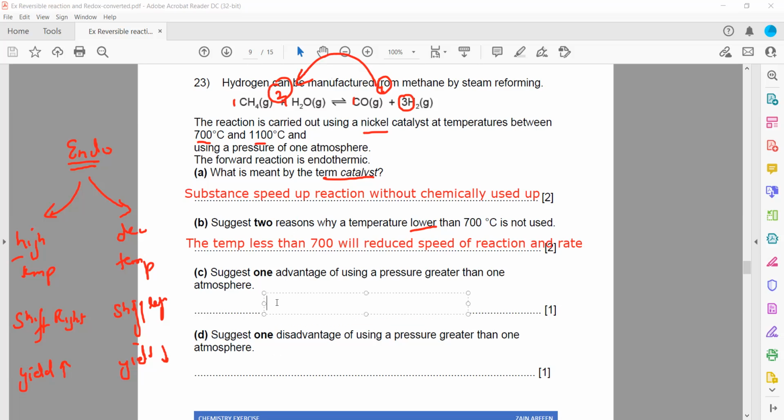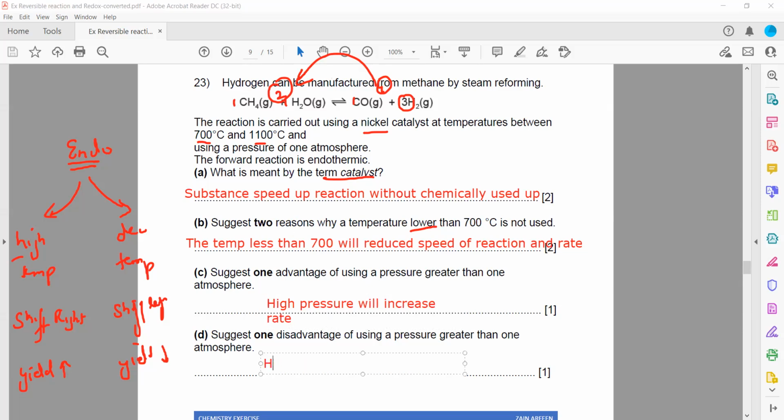But what is the advantage? As we know, the rate of the reaction is directly proportional to the concentration, the surface area, the temperature and the pressure. So if we use a high pressure, it will increase the rate. But what is a disadvantage?